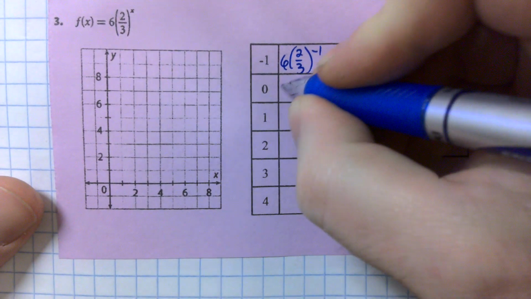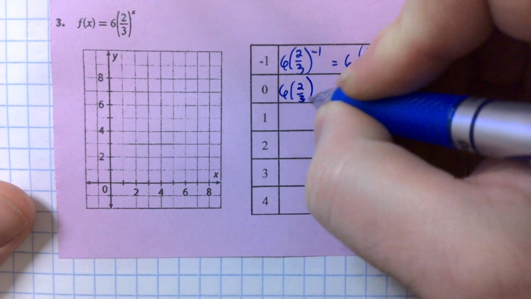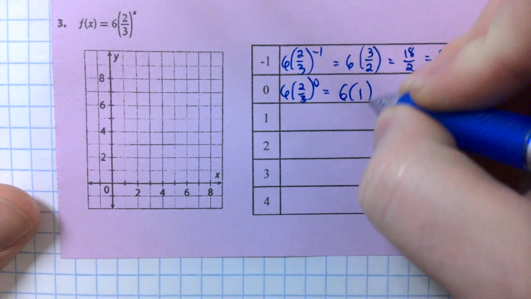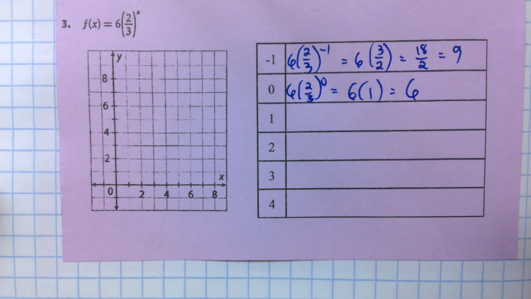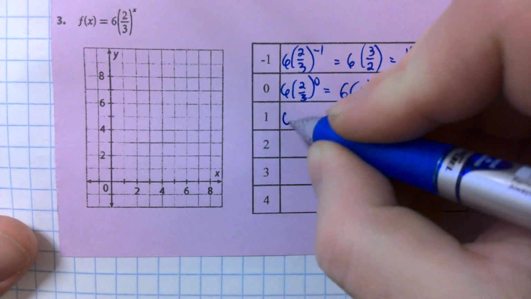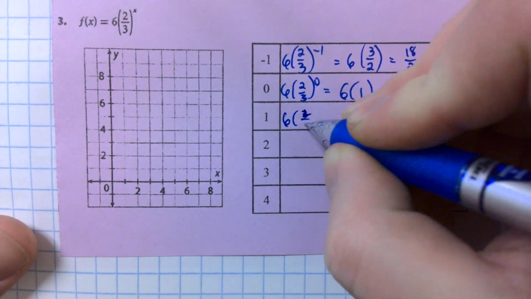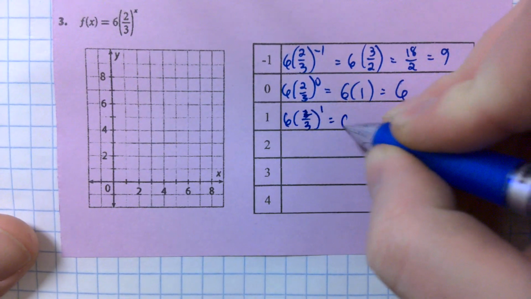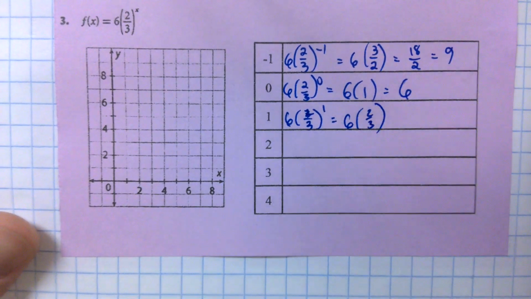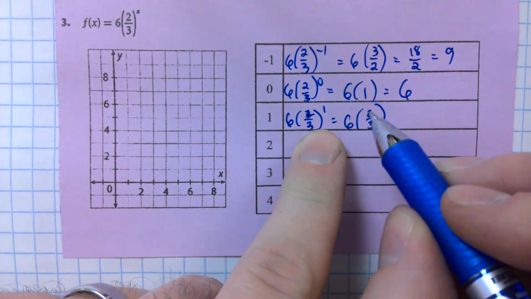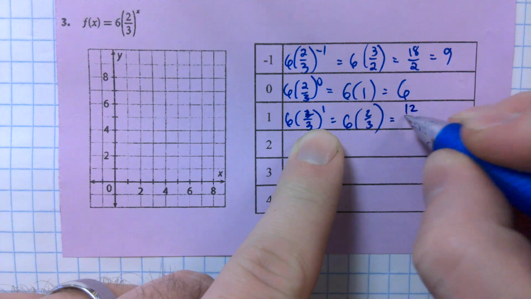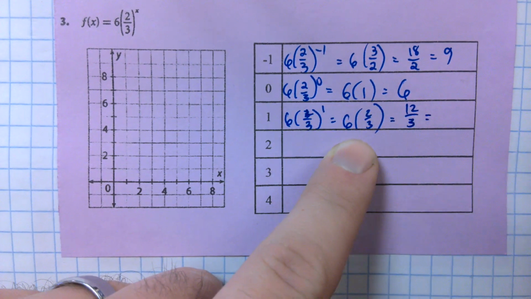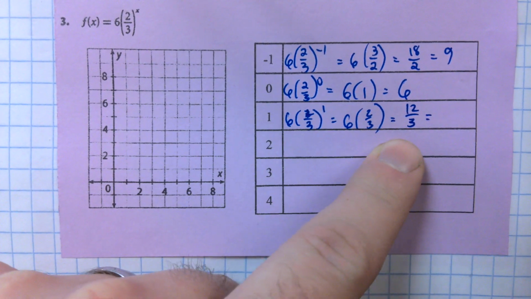We plug in 0. What's anything to the power of 0? 1. What's 6 times 1? 6. Plug in 1. 2/3 to the power of 1 is just 2/3. Again, I multiply 6 across the top. 6 times 2 is 12. Keep my bottom the same, which is 3. And what's 12 divided by 3? 4.